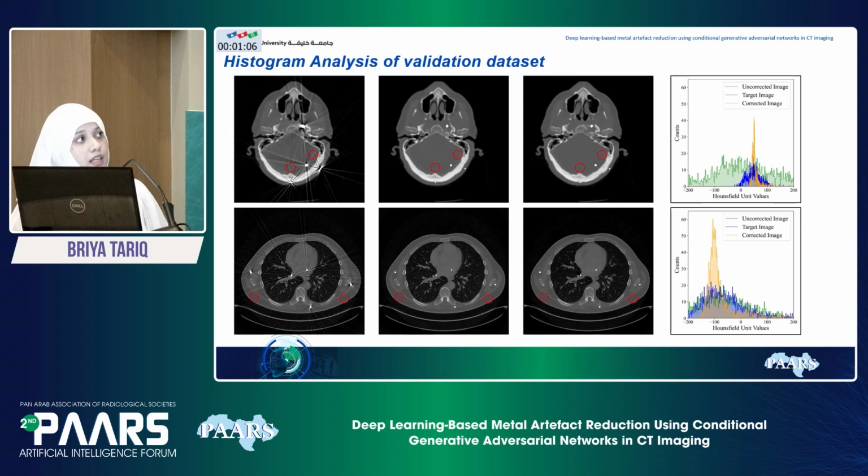For the pixel intensity distribution, we checked the histograms, and the output image shows the highest peak, which shows that there is no presence of artifacts, and most of the pixel values lie within the same energy range.